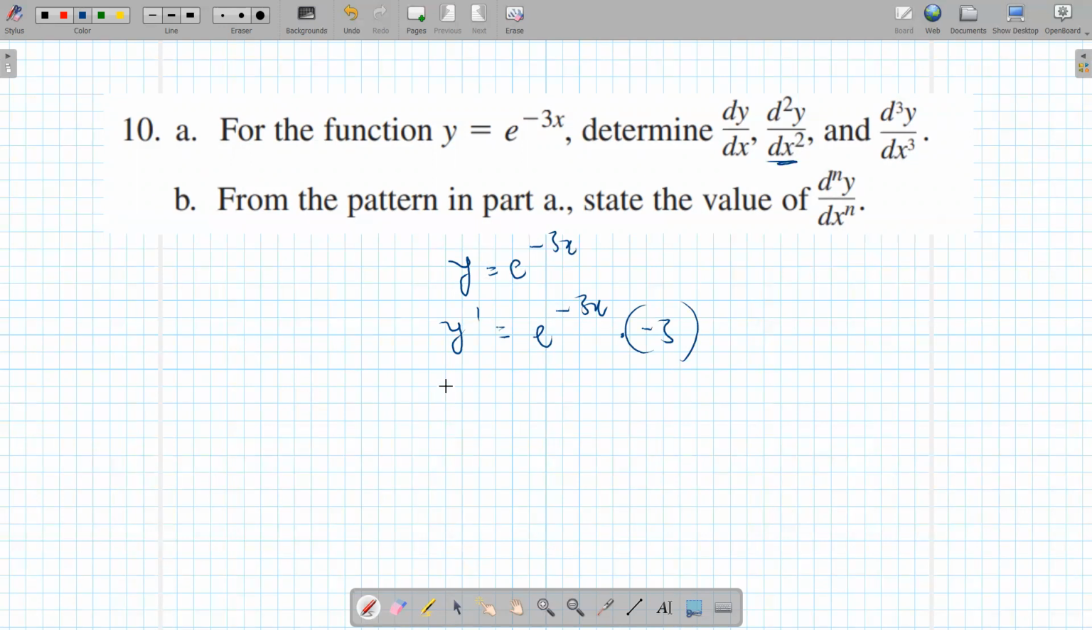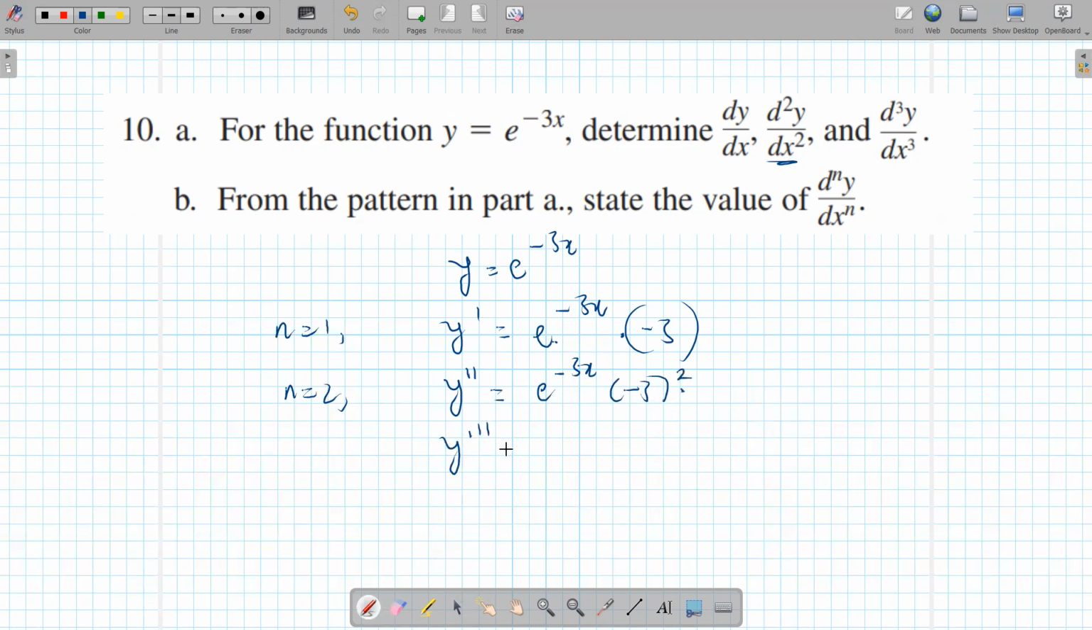Now the next part, do you see d squared y over dx squared? It's asking you to find the second derivative. So you find the derivative of this. What is that going to be? Again, it's going to be itself. Nothing changes. What do we multiply it by? What's the derivative of the exponent? -3, yeah. So -3 times -3 would be -3 squared.